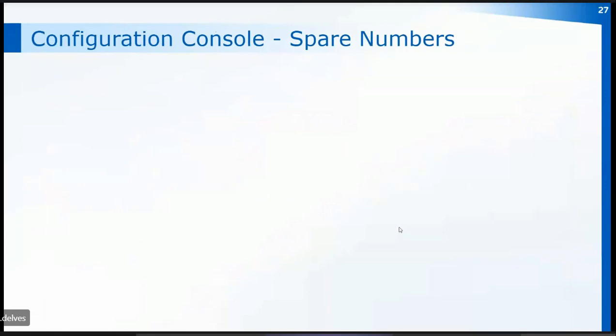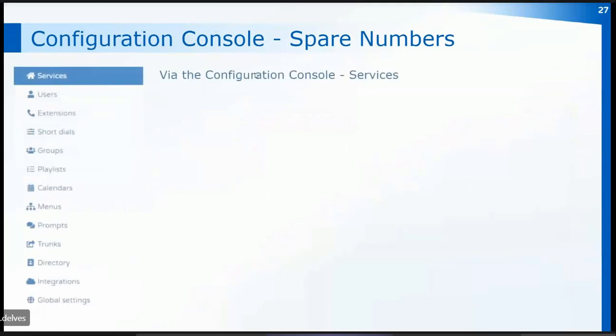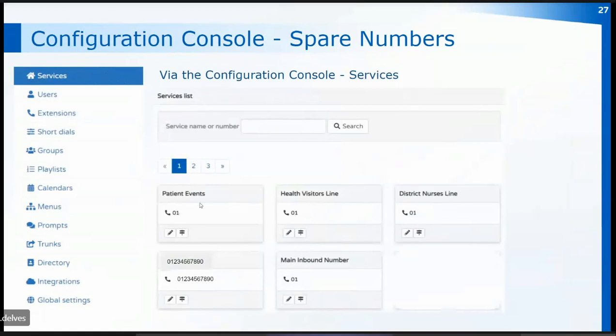Now, to find your spare numbers within the configuration console, you'll need to use the services section at the top of the configuration console. That will show you the numbers that you have. Anything that is already named will already have something linked to it. So we're looking for anywhere where we can see just a telephone number. That would usually mean that there's nothing associated with that particular number.